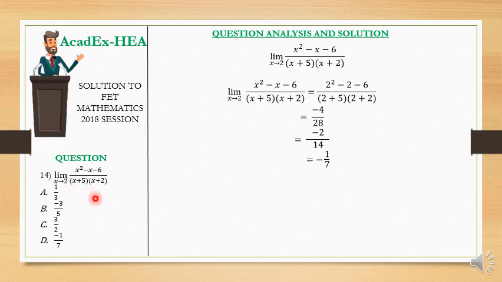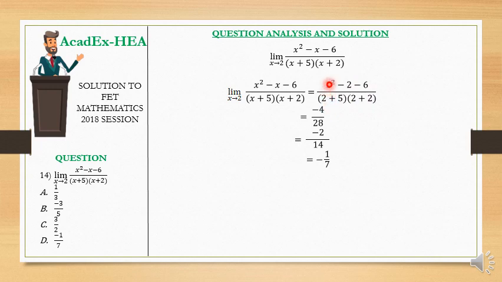Alright, so the first thing is to do direct substitution, and if it gives us an answer, then we'll box it and we'll leave it there. But if it does not give us an answer, if it gives us something that is indeterminate, we have to now go by other means to remove the indeterminate form. When we substitute 2, we are going to have this.